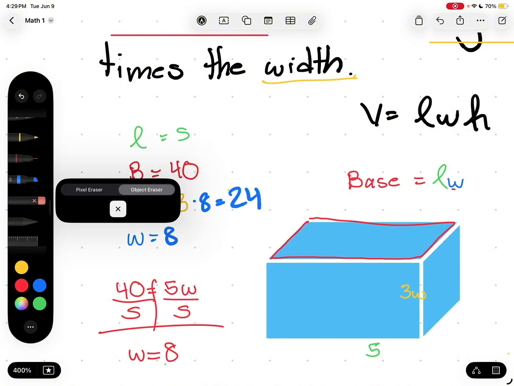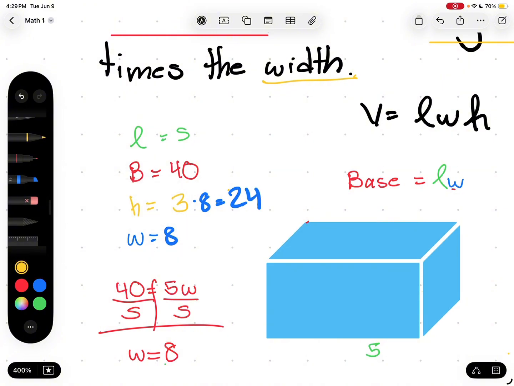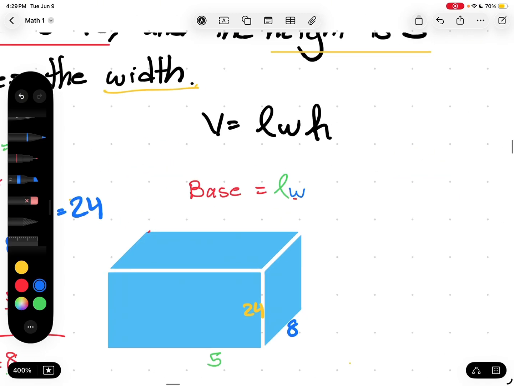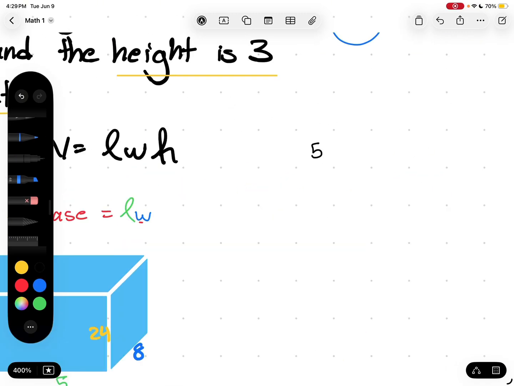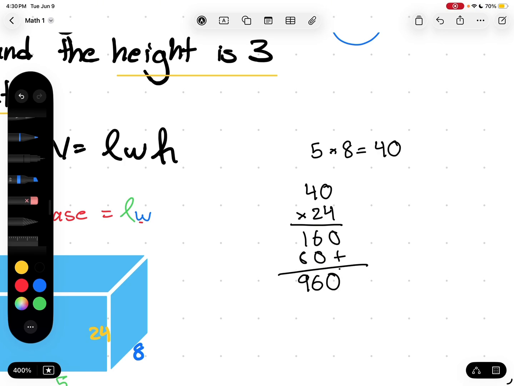So we can replace all of our numbers now, and we are now given all the numbers we need to solve the problem. 5, 24, and 8. So we multiply those 3 things together. 5 times 8 equals 40. 40 times 24, and so you just solve it out, 960. So the volume of this shape is 960.